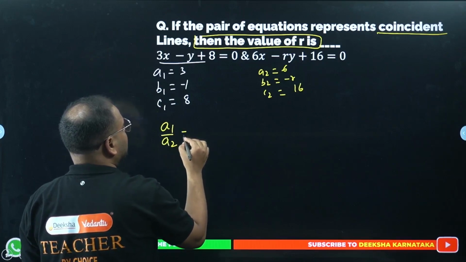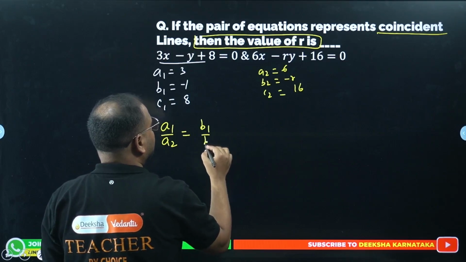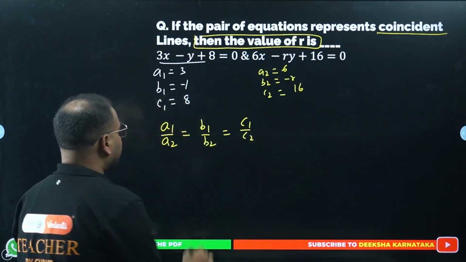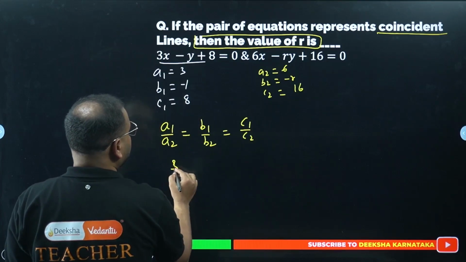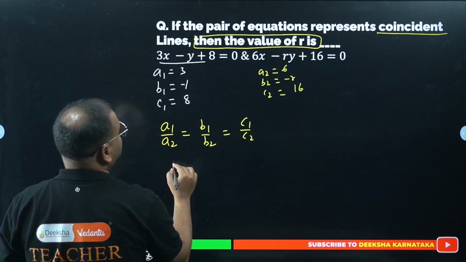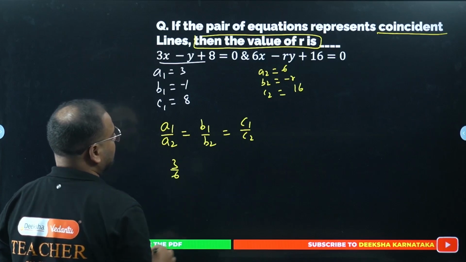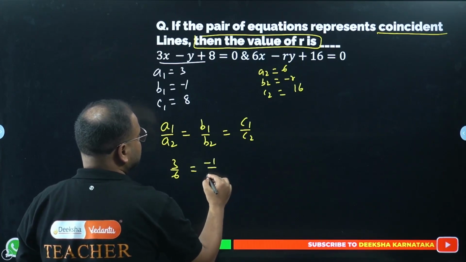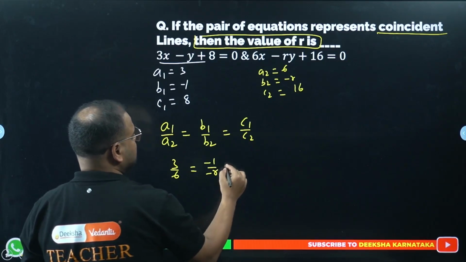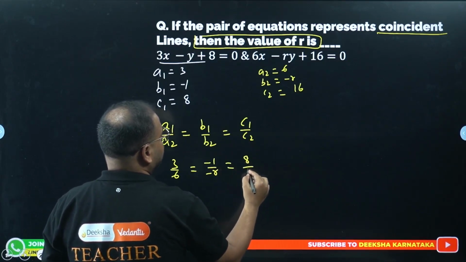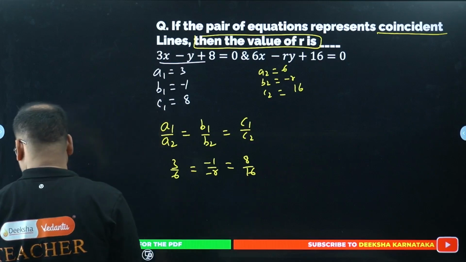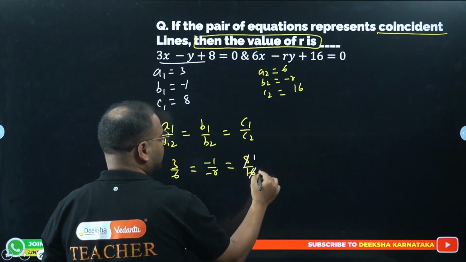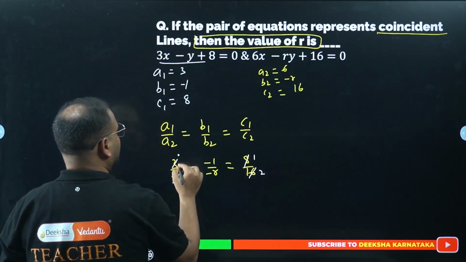A1 by A2 equals B1 by B2 equals C1 by C2. Okay, what is this? A1 is 3, so 3 by 6. B1 is minus 1 by minus r, and C1 by C2 is 8 by 16. Check it out. Simplify. 8 by 16 is nothing but 1 by 2. This is also 1 by 2.